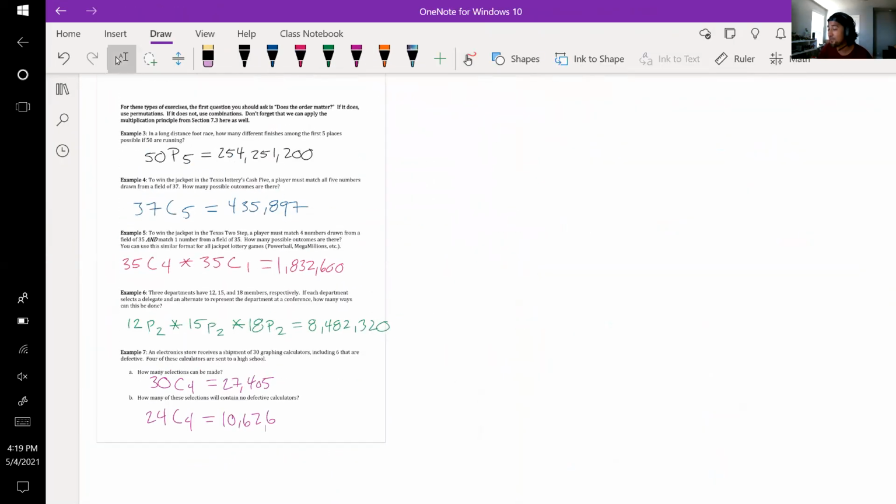And then last, how many 3-digit combinations are possible if successive digits must be different? So this means that after I choose the first number, the next digit must be different than the first. So we have 10 choices for the first, but now this digit must be different than the first. So we have 9 choices for the second. But then the third number, it must be different from the second, but it could be the same as the first. So we again have 9 choices. And that's going to give me 810 possibilities to make my combination.